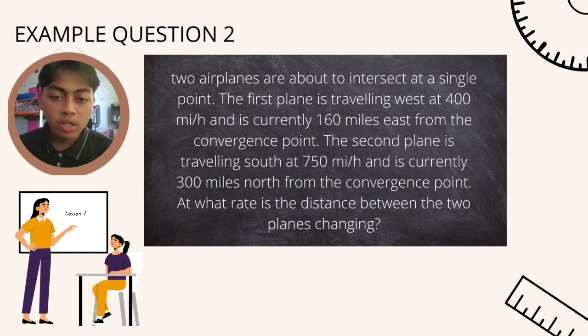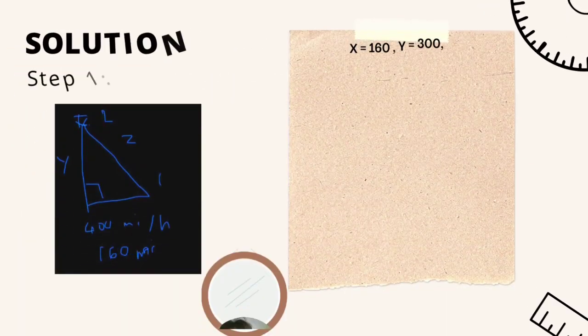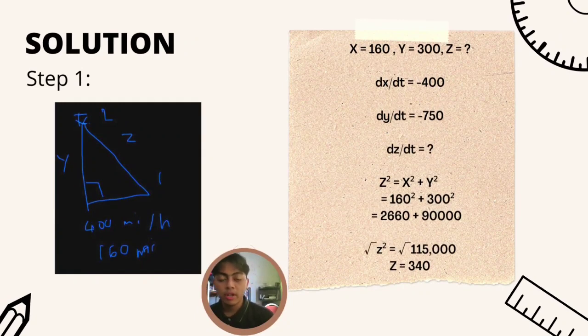So let's declare 160 miles as x and 400 miles per hour equals dx over dt, and this will be our y, and this will be our dy over dt. So now to the next slide. All right, the first step is we have to draw a triangle. This is where the first plane is, this is the second plane, and this will be our convergence point.